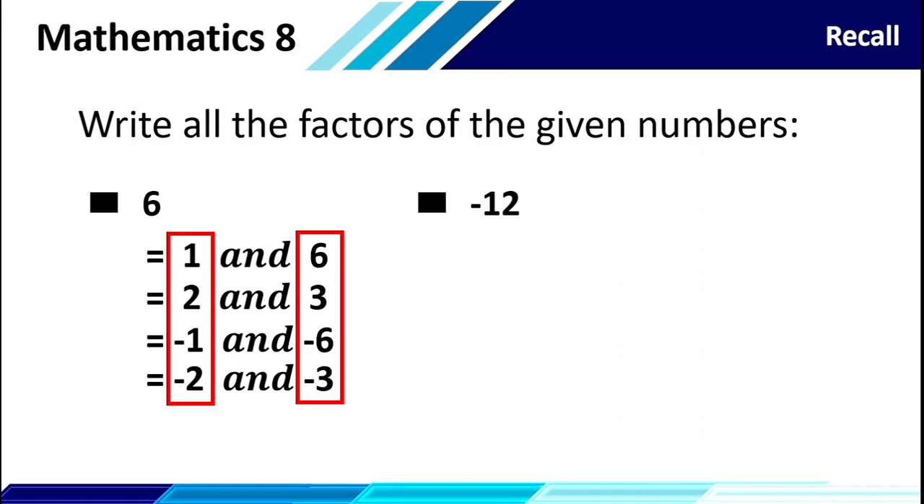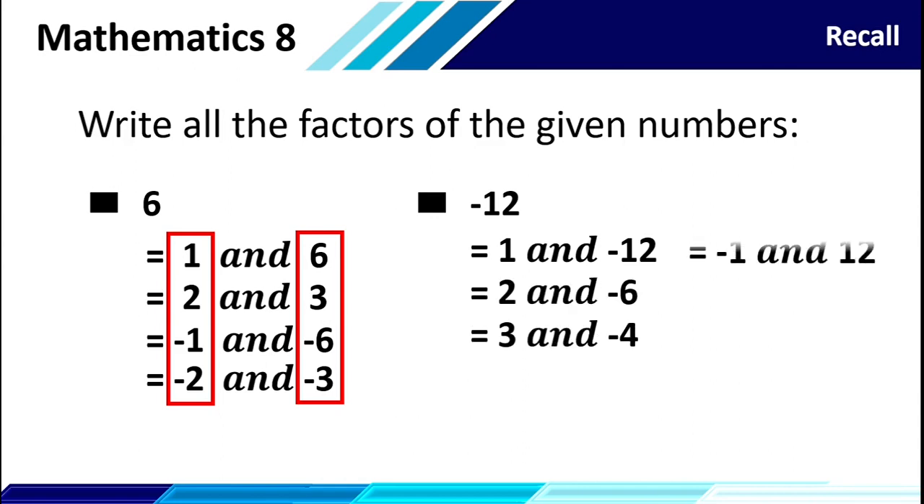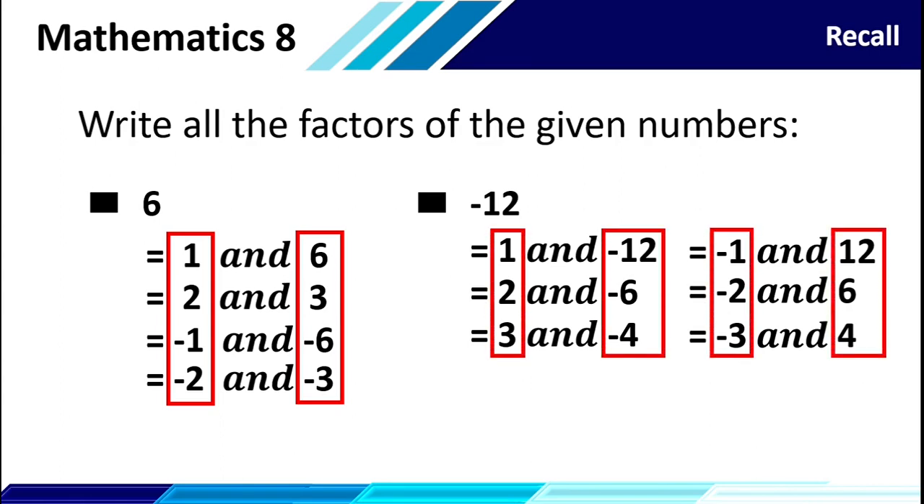Now let's find the factors of negative 12. We have 1 and negative 12, 2 and negative 6, 3 and negative 4, negative 1 and 12, negative 2 and 6, and lastly, negative 3 and 4. And these are all the factors of negative 12.